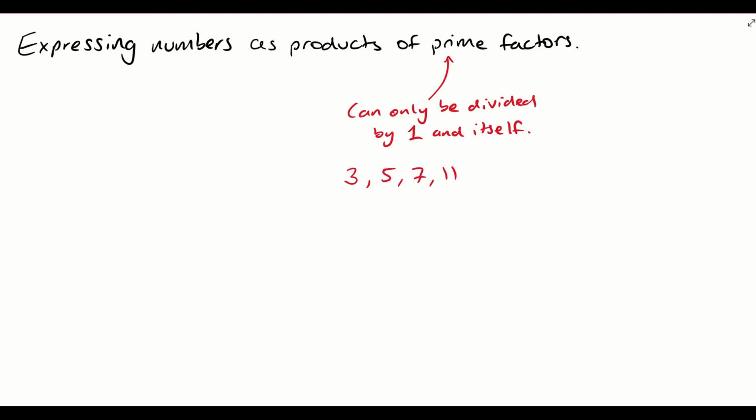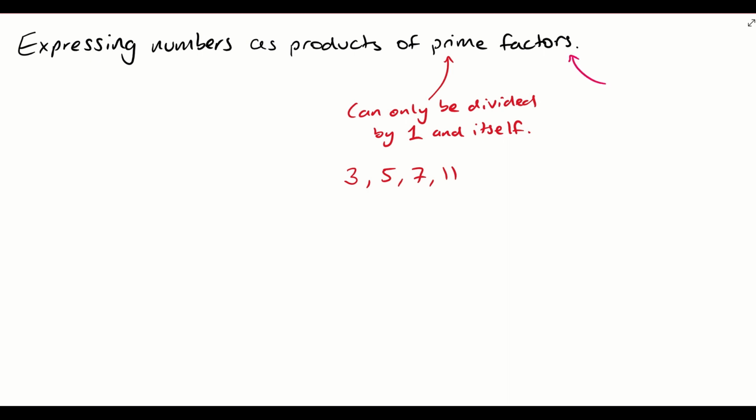Okay, but if you think about a number like 12, well, 12 can be divided by 2. Okay, 2, 4, 6, all of these numbers go into 12 as well. So that's not going to be a prime number. So 3, 5, 7, and 11, they're examples of prime numbers. And well, what about factors?